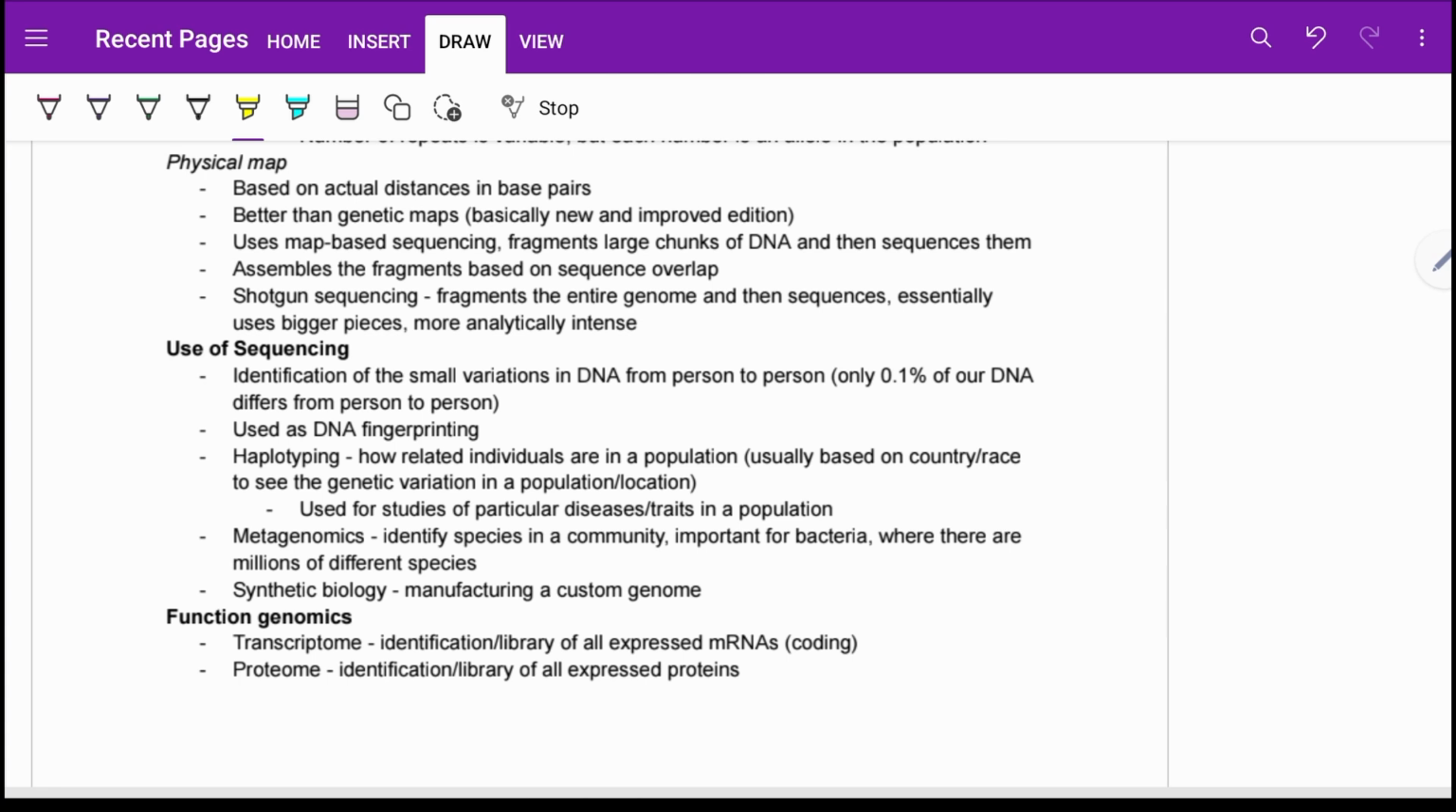We just take the entire genome, toss it in there, and fragment it once, instead of fragmenting the genome and then fragmenting those fragments, and then sequencing.